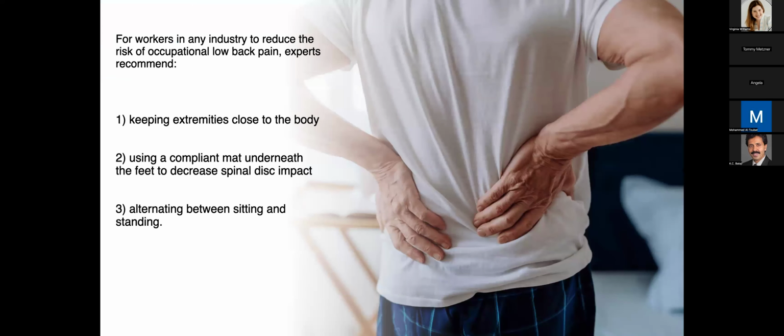But in general, for workers in any industry, to reduce the risk of occupational low back pain, experts recommend keeping extremities close to the body as much as possible, trying to use a compliant mat underneath the feet to decrease spinal disc impact, and alternating between sitting and standing. I think trunk rotation is also a significant factor in low back pain. And usually, I think laparoscopic surgeons suffer from this, especially when they are doing those twisting motions, and sometimes also because of their incorrect monitor positions.